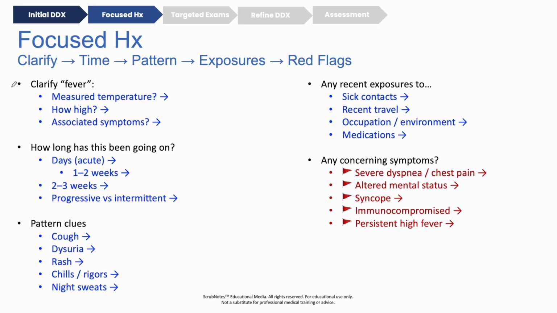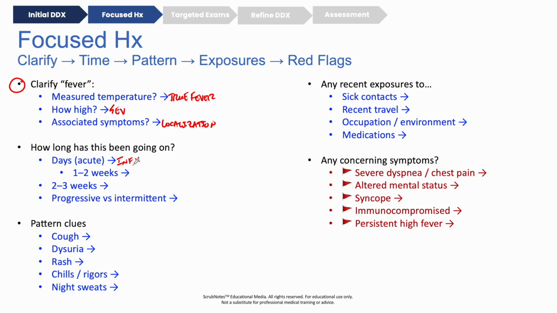So focused history questions is where our diagnosis can actually start to narrow significantly. First, we want to clarify what we mean by fever. Was it something measured, a true fever, or more subjective? How high it was will give us information about the severity of the fever, and if there are any associated symptoms that can help with localization.